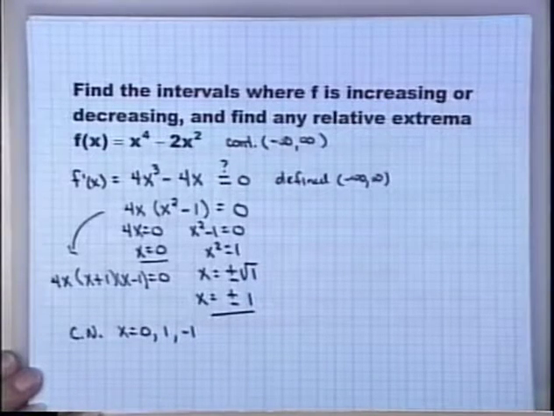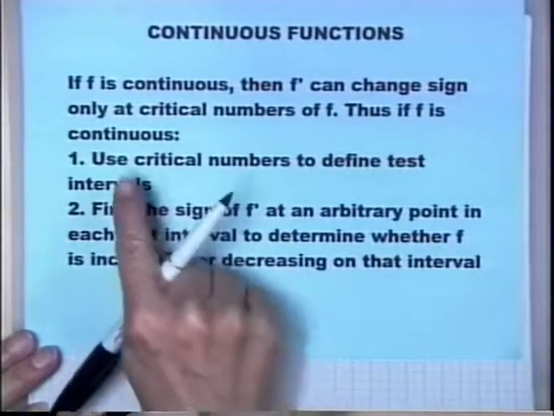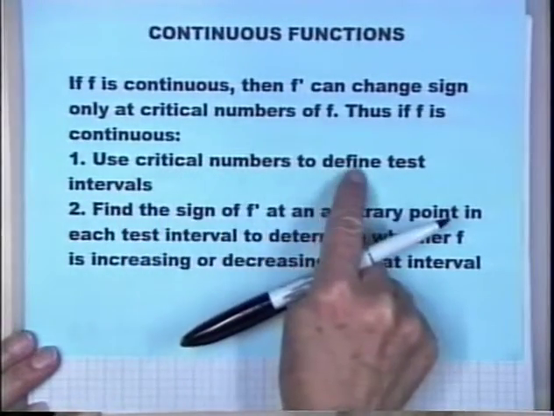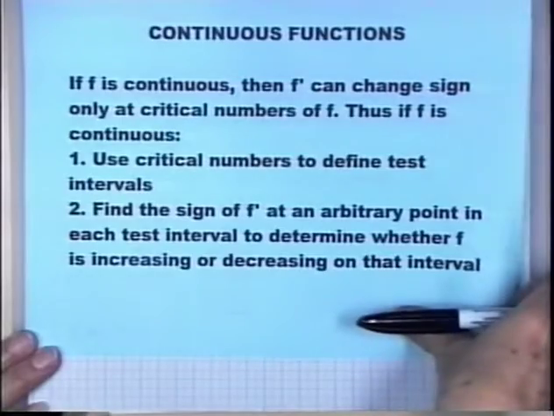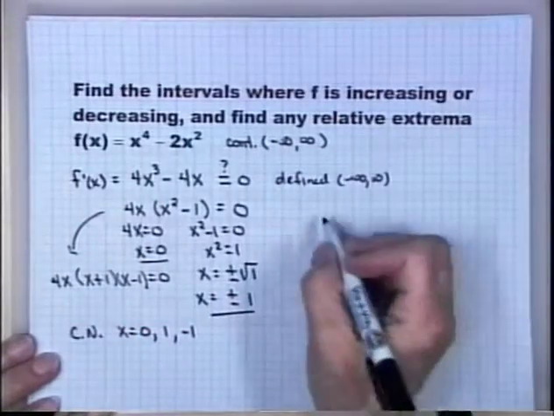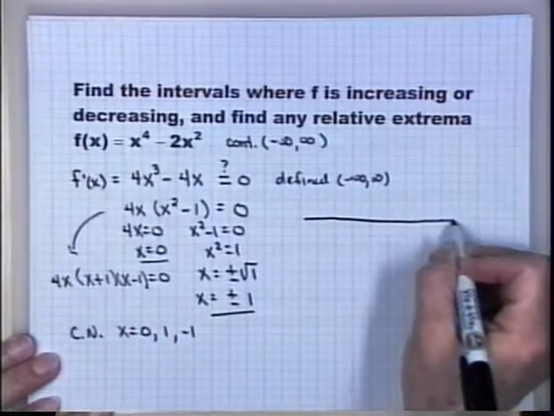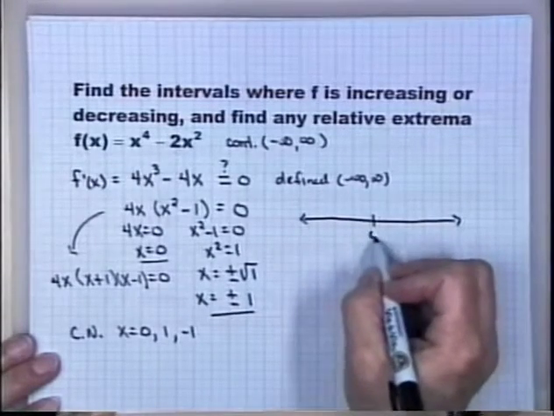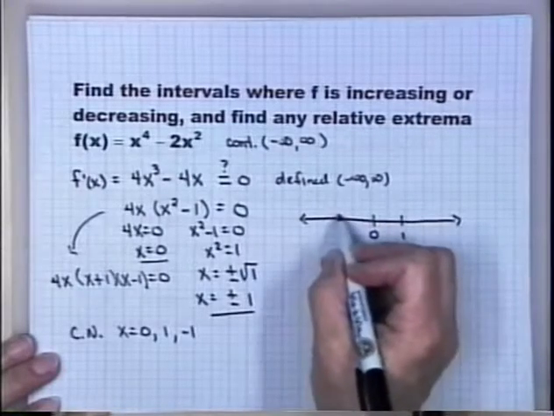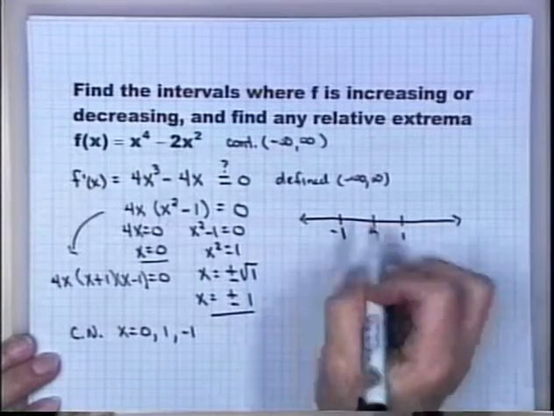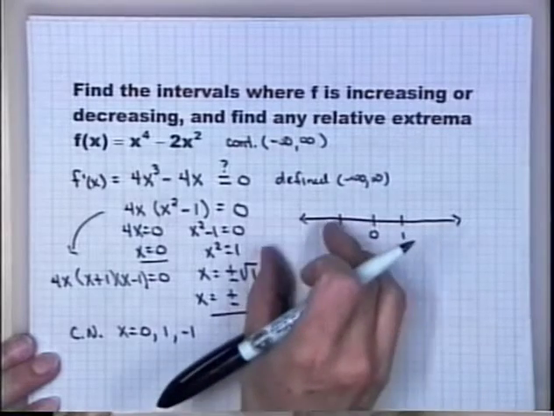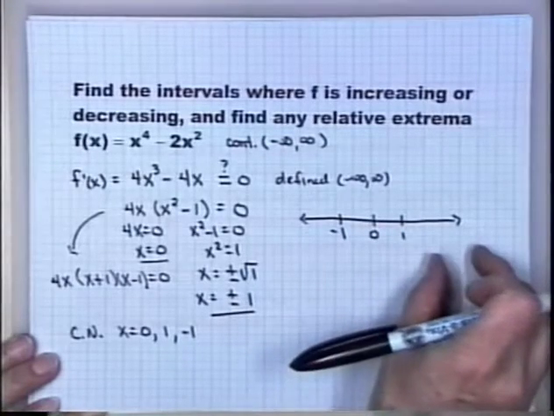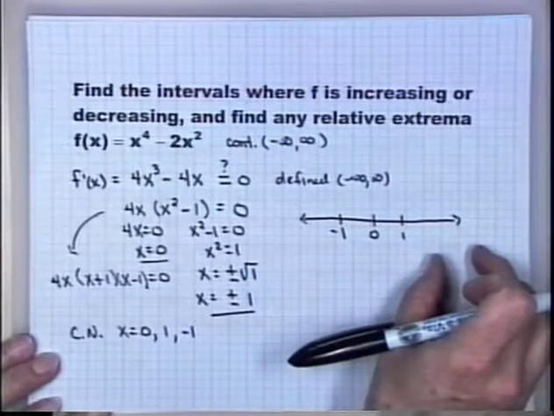Now, recall that what we want to do, according to our test here for continuous numbers, is use critical numbers to define test intervals. Well, here's how we're going to do that. I'm going to just first of all draw in a number line. You won't need to do this every time, but we're going to locate these critical numbers. Here's 0, here's 1, and here's negative 1. Notice that these critical numbers divide the number line up into several intervals. These are going to be our test intervals.